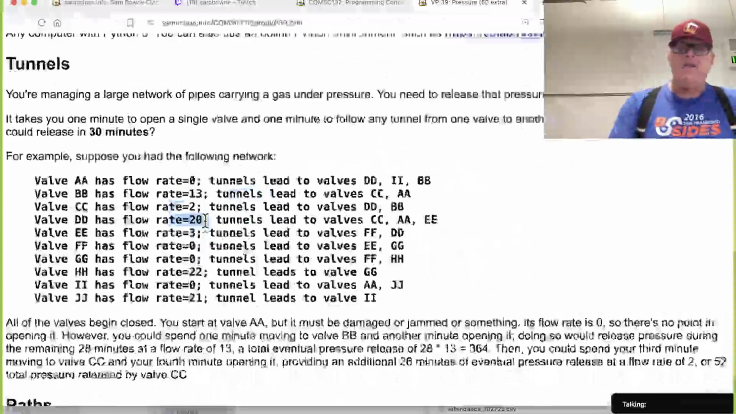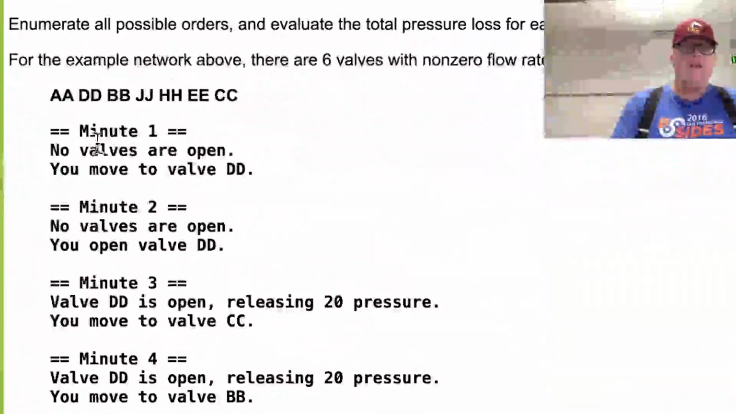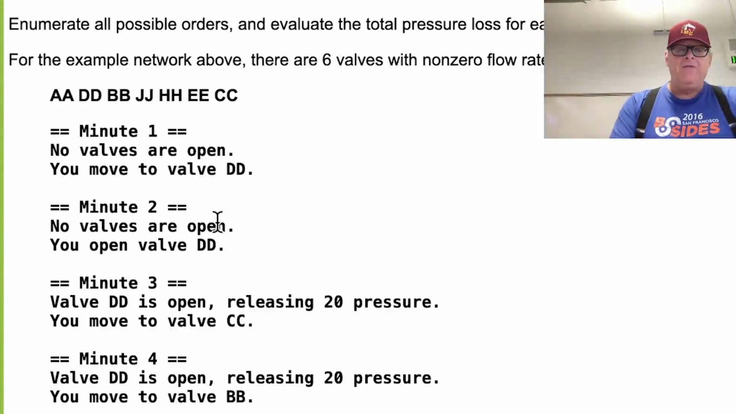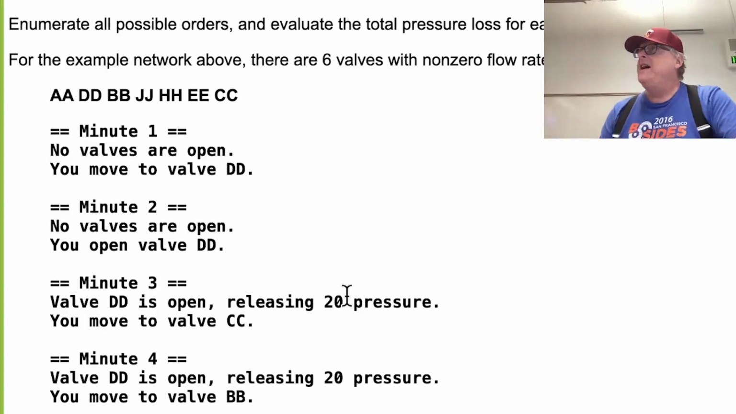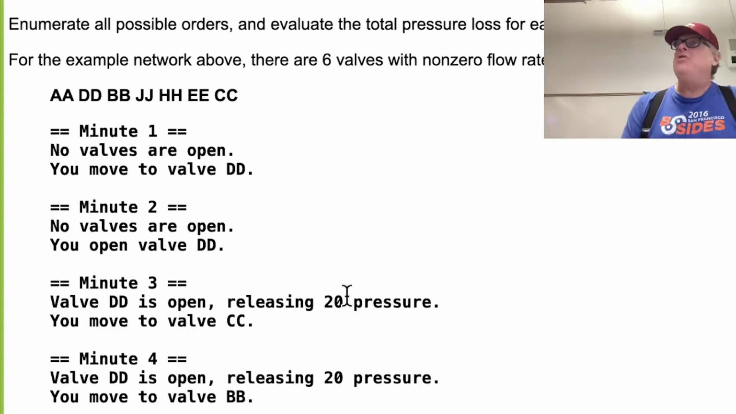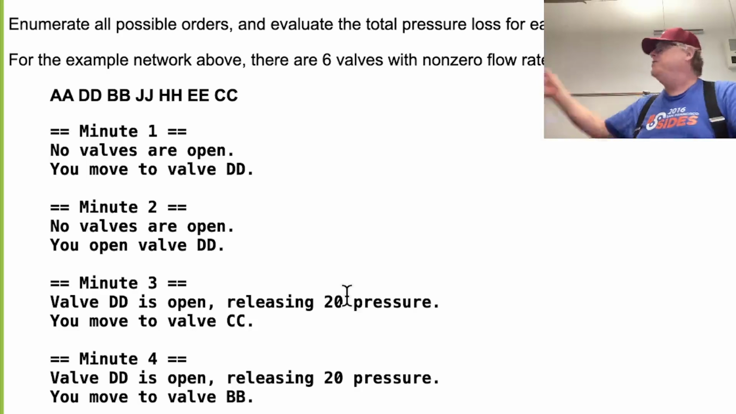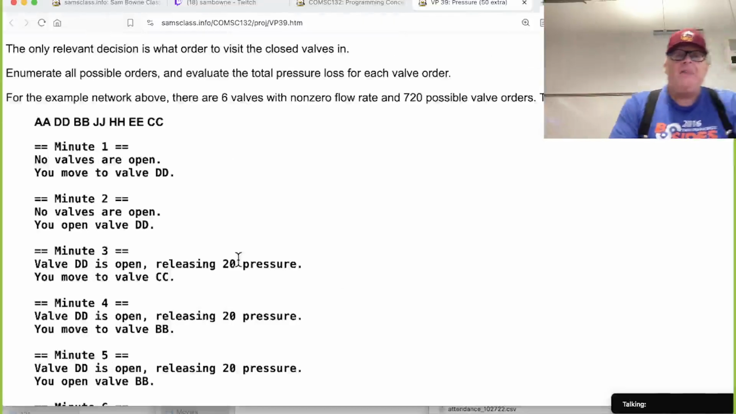And what happens is once you've opened it, every minute that passes releases more pressure. So it'd be something like this. You move to DD, you open valve DD, now it's open, and every further minute it's going to release 20 pressure. So getting it open earlier is better than getting it open late, and opening one with a high pressure number is better than opening a low pressure number. What you're trying to do is find the path that will release the most pressure by the end of 30 minutes. So anyway, I did this by stages.